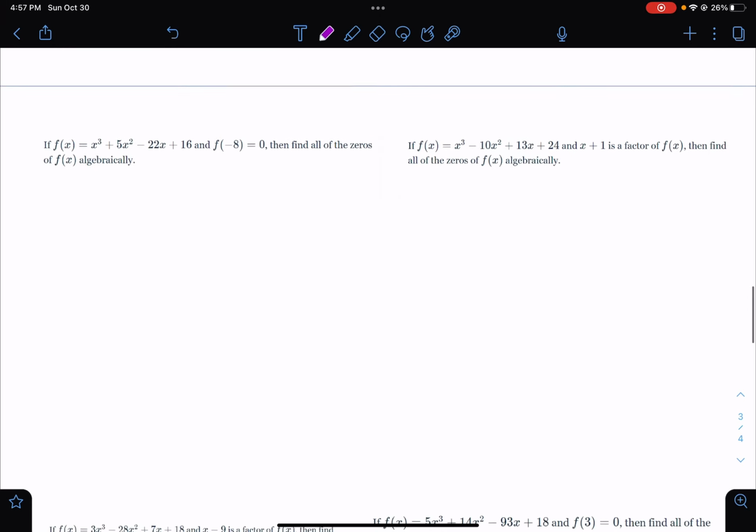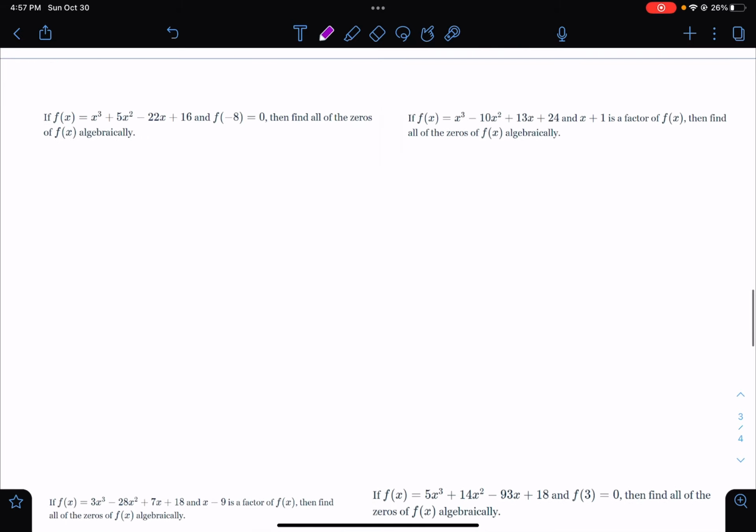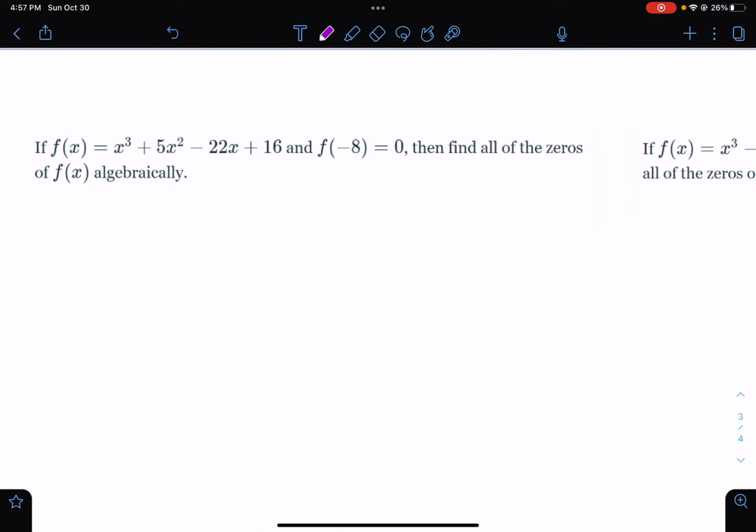All right, so now it says they want us to find all of the zeros algebraically. So obviously we could go to Desmos and graph this and see where this function goes through the x-axis. And that would give us at least all of the real zeros. However, they want us to do this algebraically. So what you can actually do is, since they told us this, if f of -8 equals 0, that means that this guy here is a factor, or I should say 8 is a 0, meaning that it's going to go through -8, 0.